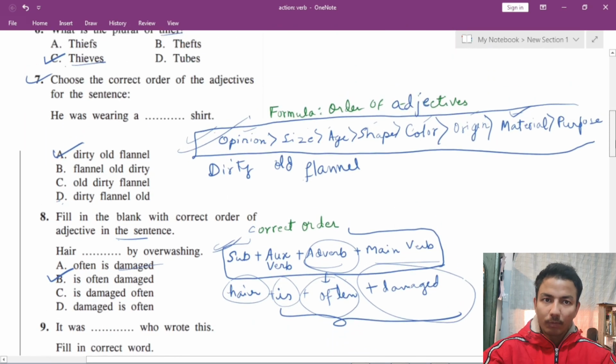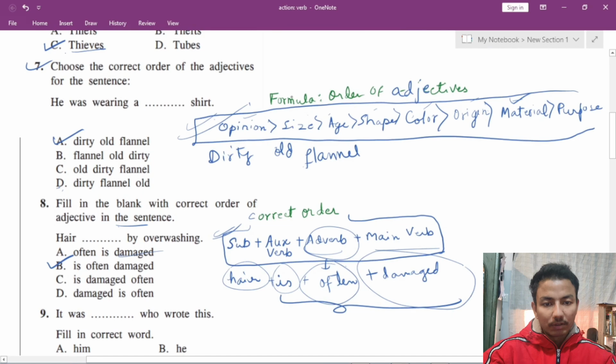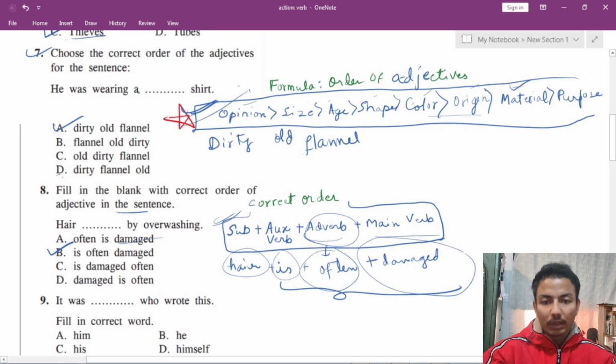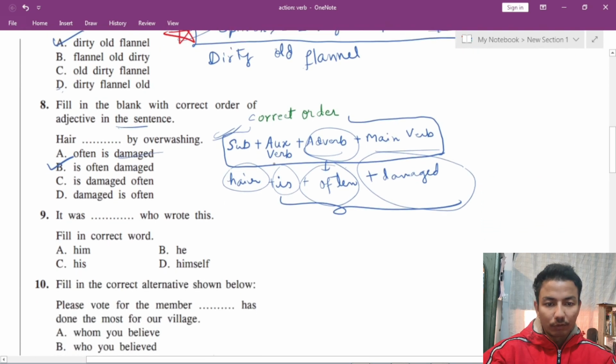So I hope you got what I was teaching you. You must remember these two formulas. This one too, I recommend you to learn it by heart. I will mark a star there for you guys. Remember the formula by heart, because just from this formula, I'm sure you'll be able to answer these kind of questions. And for this also, you follow this formula: subject, auxiliary verb, which is nothing but a helping verb, adverb, which is something that repeats again and again, and the main verb.